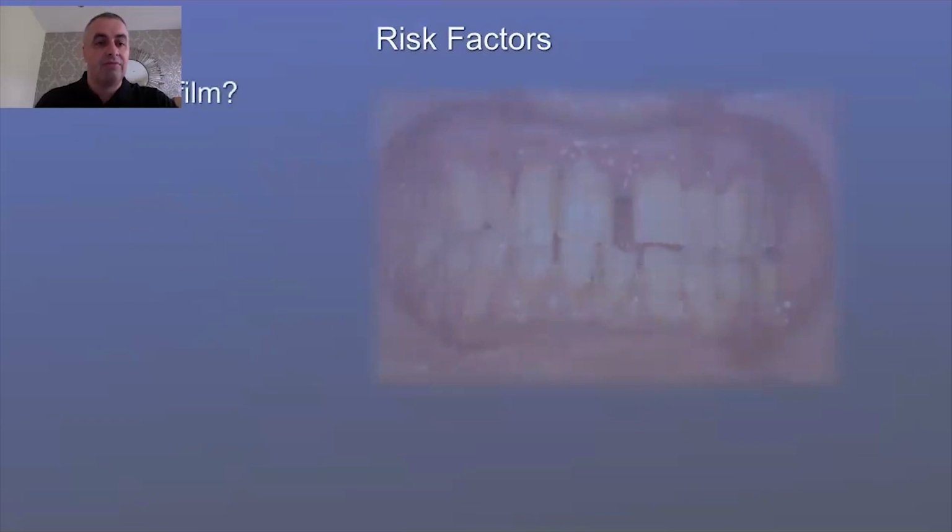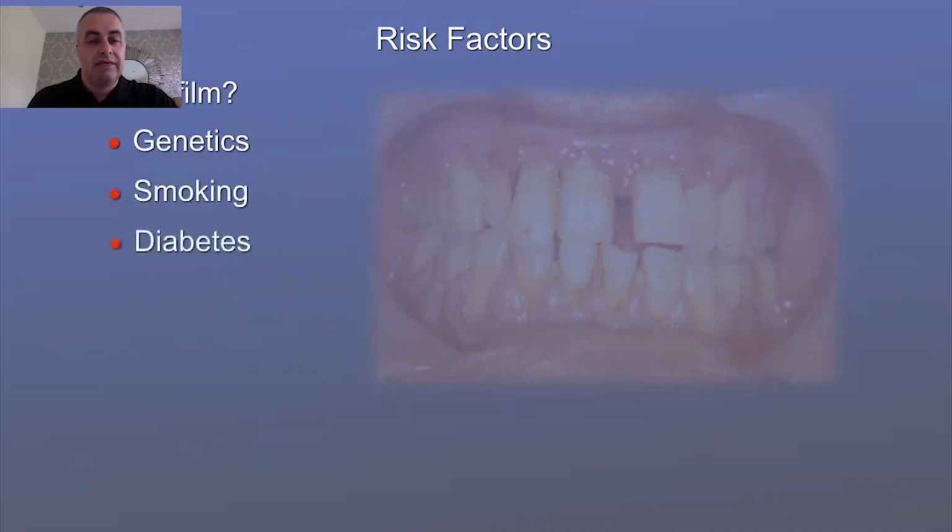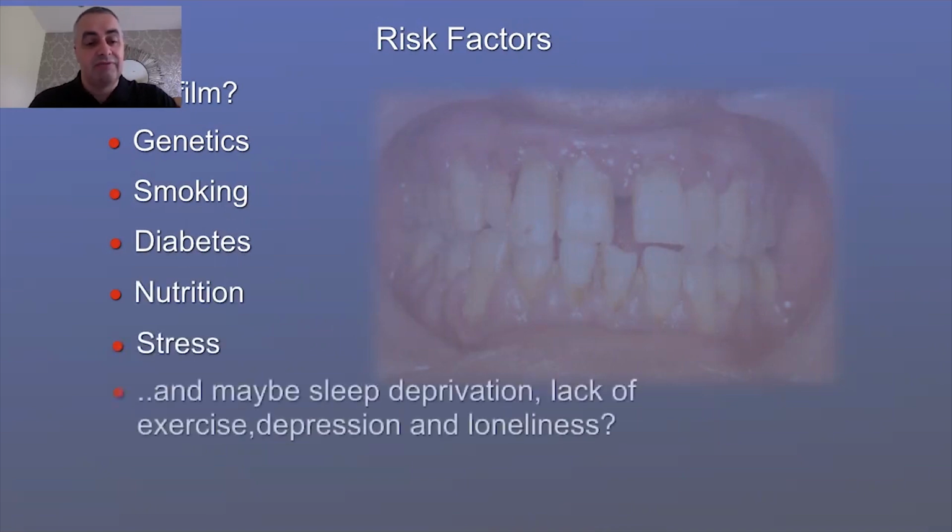We can think of them in a number of different ways. We can think about biofilm, genetics, smoking, diabetes, nutrition. There's lots of things that impact. Stress has been well researched, and we've also got some limited data for other chronic diseases, that things like lack of sleep or social isolation, lack of exercise, all these things can have an impact on chronic inflammatory diseases. There's limited data for this on perio.